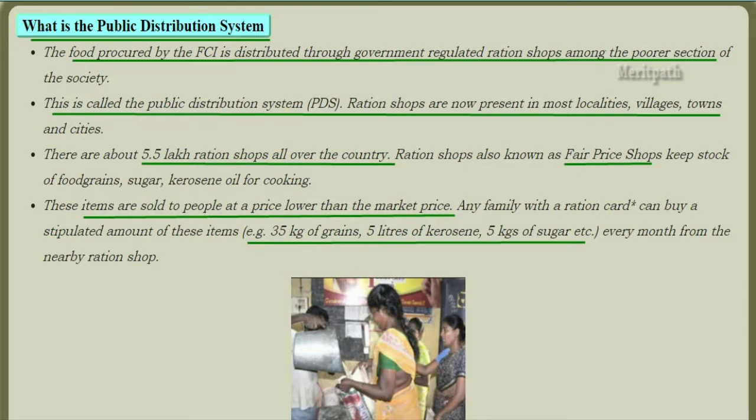Next is public distribution system. Food procured by the FCI is distributed through government regulated ration shops to the poor sections of society. This is known as public distribution system.